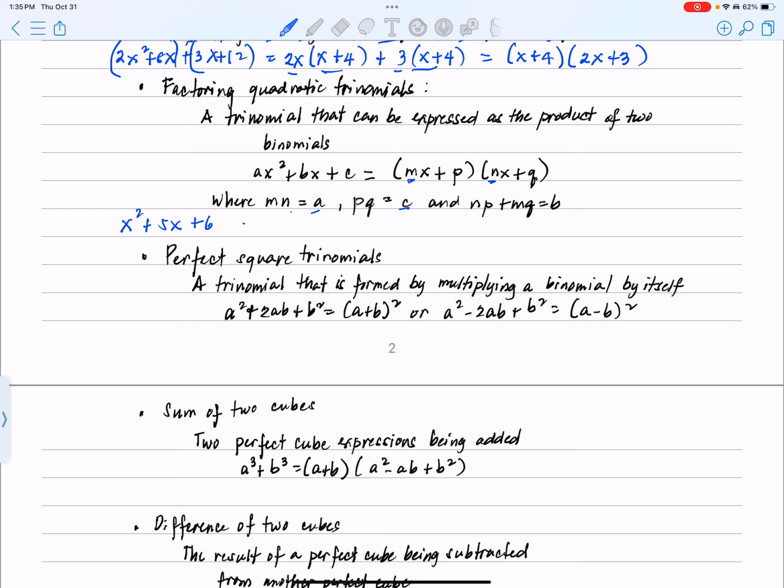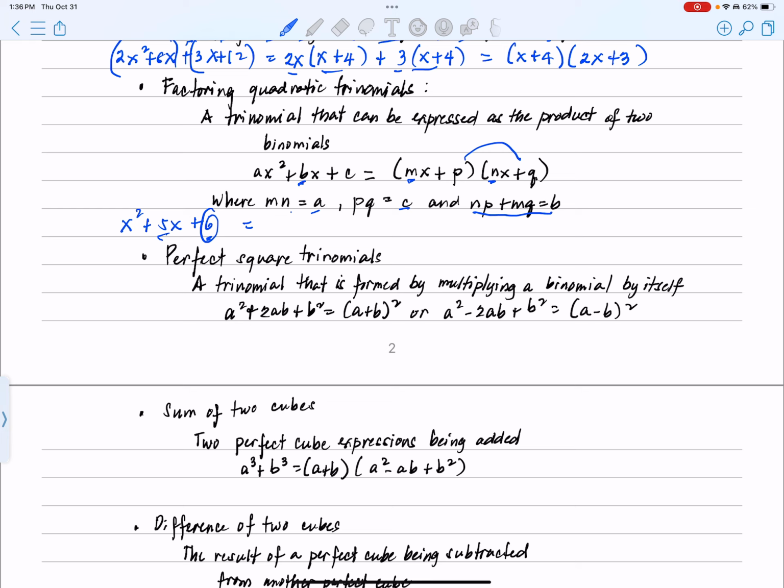Okay. So what do we mean by c? If we have a p and a q, p times q would be equal to c. Okay. You have to find the factors of 6 in such a way that when you add them, you can get the middle term. That is what we mean by np plus mq equals b, the middle term.